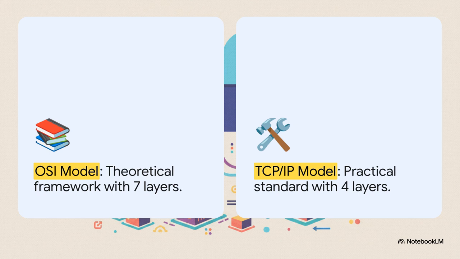Why does this matter to us? Because when things break in production, you're going to diagnose the issue layer by layer. If a packet isn't routing, you've got a network layer problem. But if an SSL handshake fails, now you know you're debugging up at the transport layer.